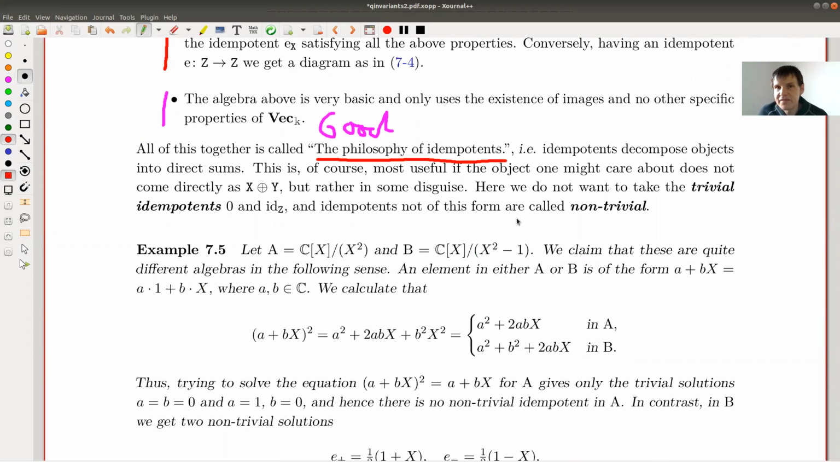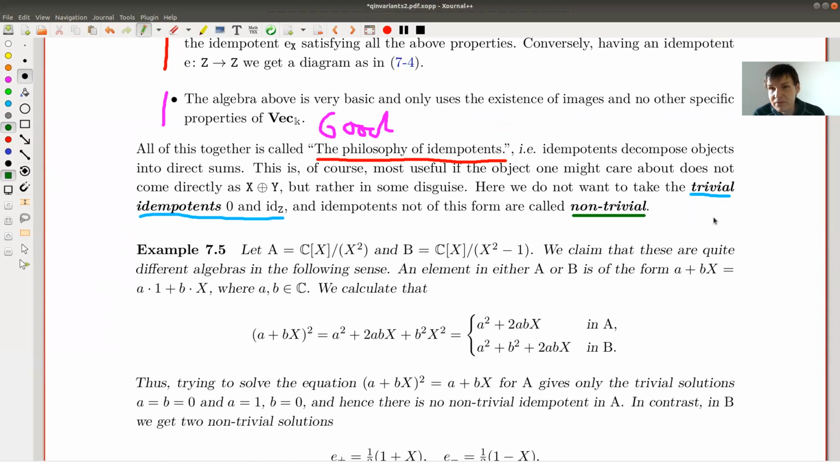Idempotents decompose objects into direct sums. The only things you don't want to take are the trivial idempotents because they are kind of stupid, which are usually zero and the identity. You want to find non-trivial idempotents. A non-trivial idempotent is equivalent to a decomposition of your objects. Let me say it again: non-trivial idempotents are equivalent to decomposition of objects into direct sums. Direct sums are easy, so that's what we want.